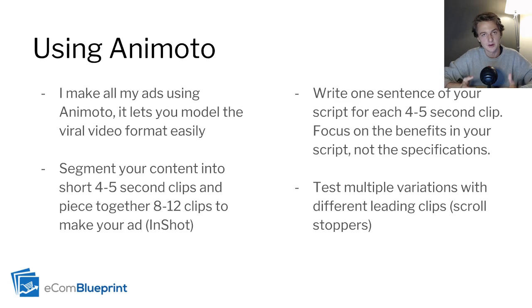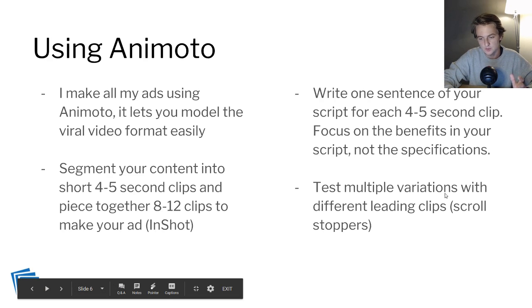And then you want to write a script for your video. If you have 8 clips, you want to write 8 lines, one for each clip. In your script, you should focus on the benefits, not the specifications. You should also explain how this product is going to solve the problem. Now, the script of your video is not that important, so just keep it simple. Make sure there are no grammar mistakes. That is important, right? It looks extremely unprofessional if there are grammar mistakes in your ad. And so that's basically it. Then you also want to test multiple variations with different leading clips. And I'm going to show you that as well.